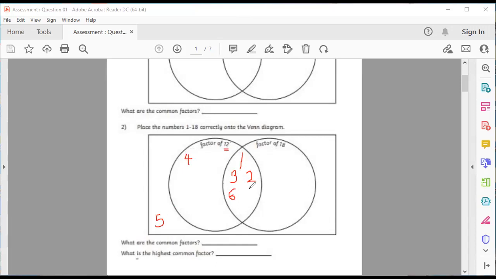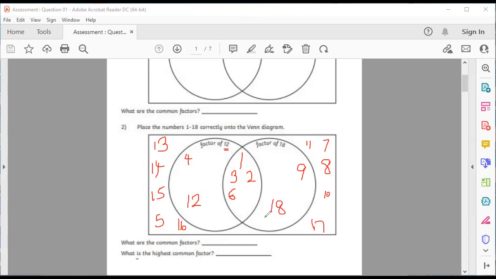How about 7? No, outside. Nothing. How about 8? No, outside. Nothing. How about 9? 9 goes into 18, only for 18. How about 10? Nothing. How about 11? Nothing. How about 12? 12 itself, only for 12. How about 13? Nothing. 14? Nothing. 15? Nothing. 16? Nothing. 17? Nothing. And 18 goes for 18 itself.